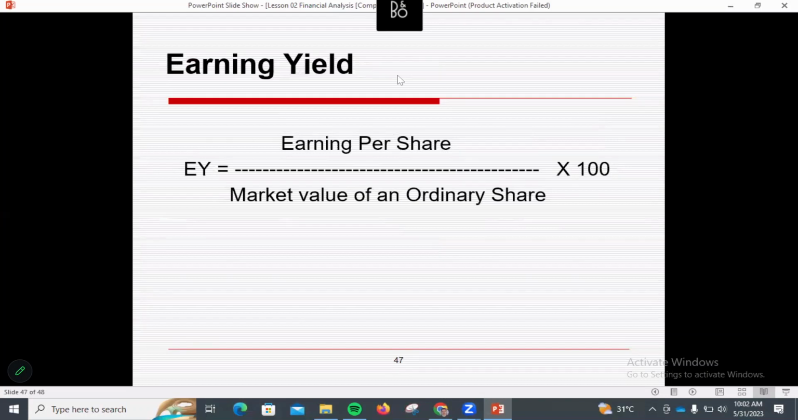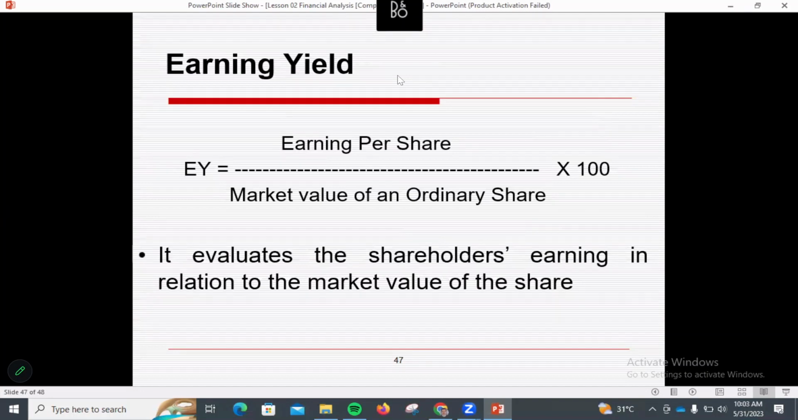Then the yield is coming. Earnings per share should be converted into a percentage. What would be the percentage of the value of this ordinary share? When it is called yield, the denominator should be the value of the ordinary share, which is the market value. This is the actual yield.